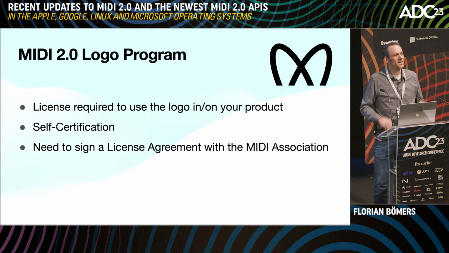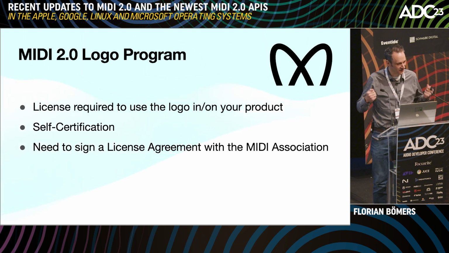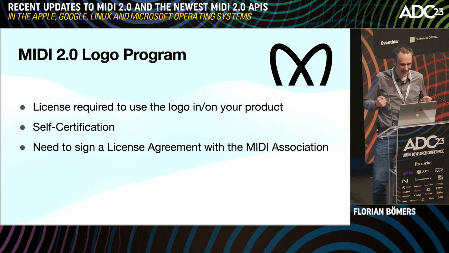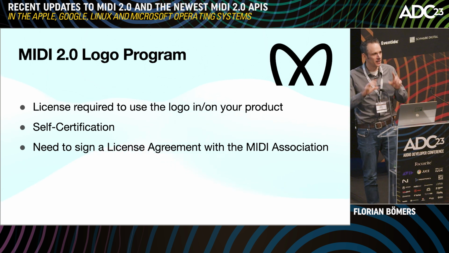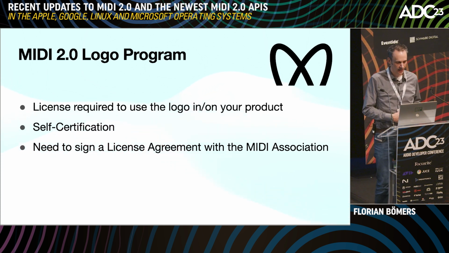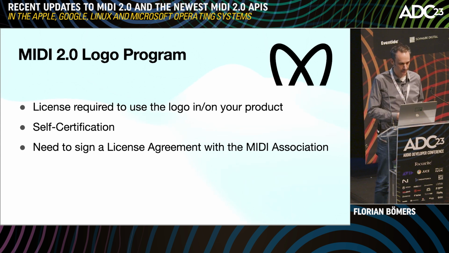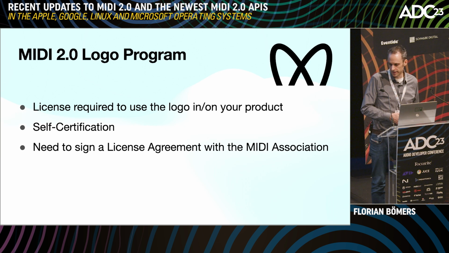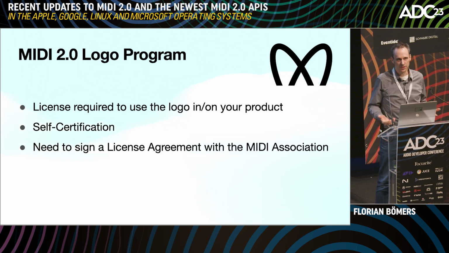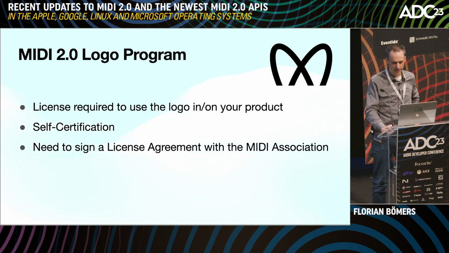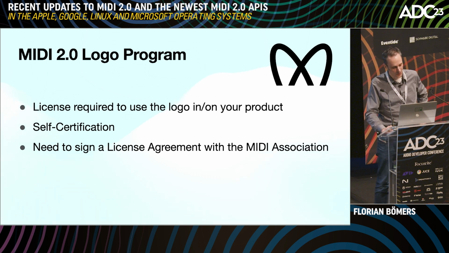And it was announced in the session that I will also talk about the MIDI 2.0 logo program. So here it is. If you want to put that nice MIDI logo on your device or in your software, you need to acquire a license from the MIDI Association and sign a license agreement with them. It also requires self-certification. So you print out the results of your certification, and then the MIDI Association will believe you. But I think that's not on the slide, but I think it also requires that you're a member of the MIDI Association or pay a license fee.